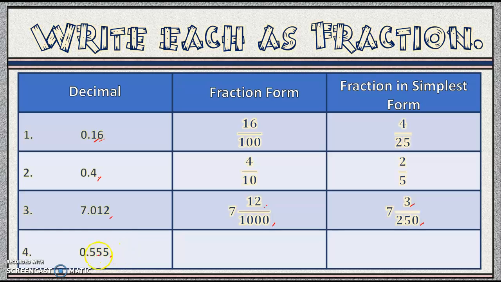Number 4, so we have 3 decimal places. So it is 555 over 1000. Then express your answer in simplest form. Divide the numerator by 5, 111, and divide the denominator by 5, so 200. The answer is 111 over 200.